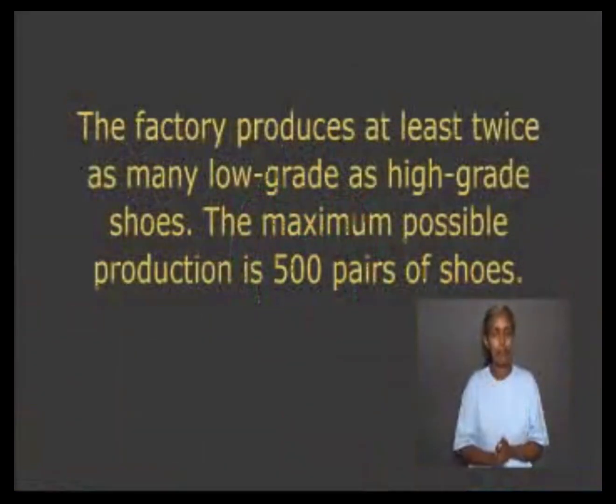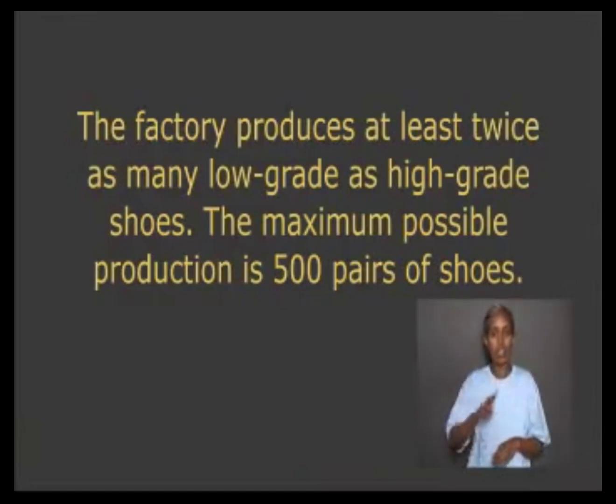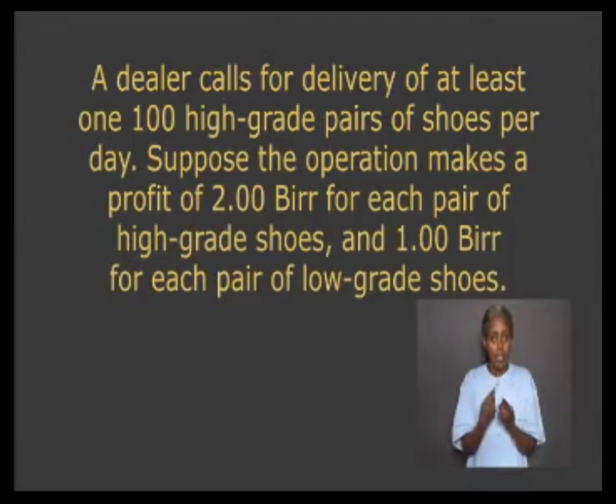Now that you have the idea, let us try a similar problem. Suppose that a shoe factory produces both low-grade and high-grade shoes. The factory produces at least twice as many low-grade as high-grade shoes. The maximum possible production is 500 pairs of shoes. A dealer calls for delivery of at least 100 high-grade pairs of shoes per day.